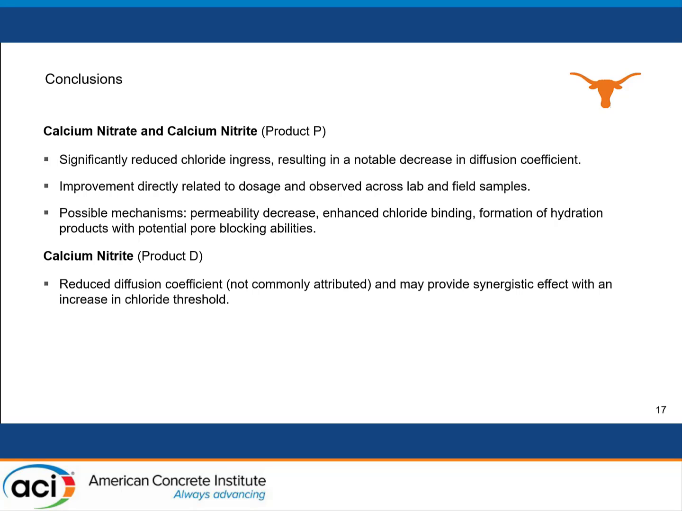In terms of the calcium nitrite, this is the regular corrosion inhibitor. We saw a reduced diffusion coefficient, which is not commonly attributed. Again, this product is mostly intended to increase your threshold. The threshold is a very difficult number to get at, but if it is the case that there is both a diffusion coefficient reduction and an increase in threshold, then there may be a synergistic effect between both of those factors. And again, we have the field samples, which will determine long-term performance and provide useful information in the long term. Again, 8 to 10 year range.